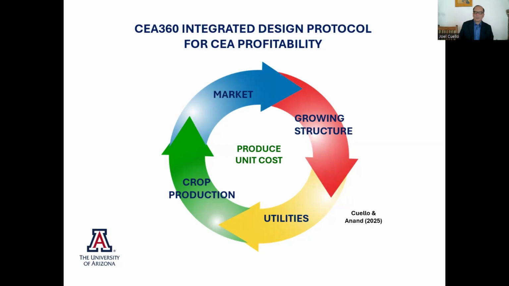And the growing structure could be a modular type, such as a shipping container, or it could be a warehouse type of growing structure. Then there's the nutrient delivery system. Is it hydroponics? Is it aeroponics? And therefore, do you use shelves piled one on top of the other? Or do you use aeroponic towers or hydroponic towers?